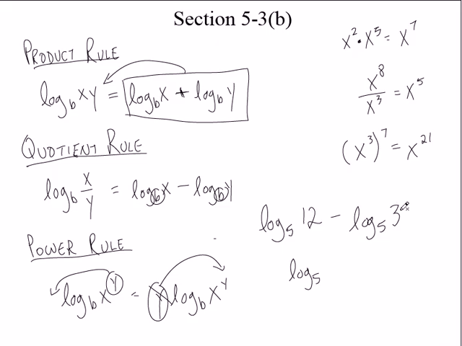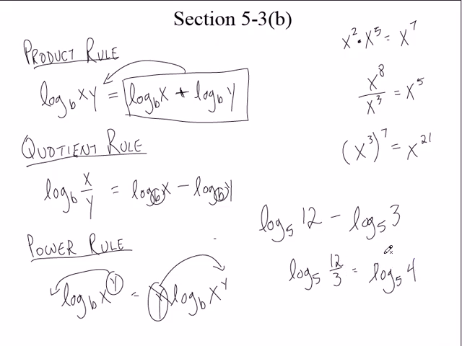If I want to put the 12 and 3 together, how am I going to do that? I don't subtract 12 and 3. I make it into a division, right? 12 divided by 3. See that rule? We're using the subtraction, or turning it into a division problem. That's what that quotient rule tells you to do. So we could just simplify this and say log base 5, 12 over 3. What is that? It's 4.